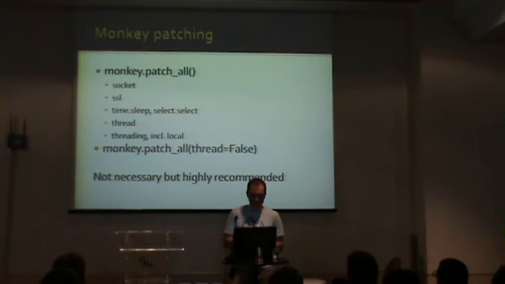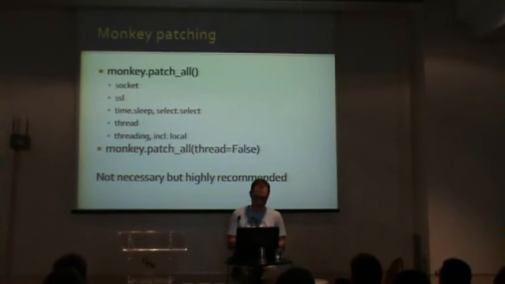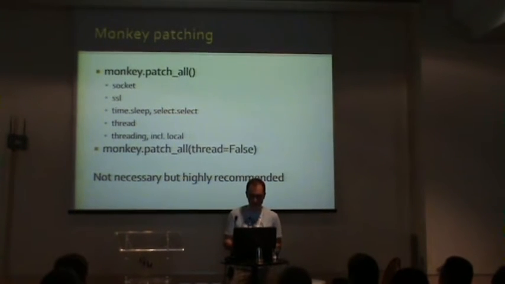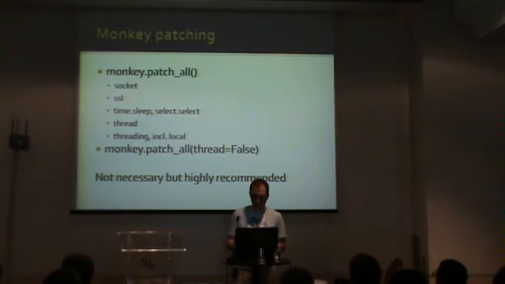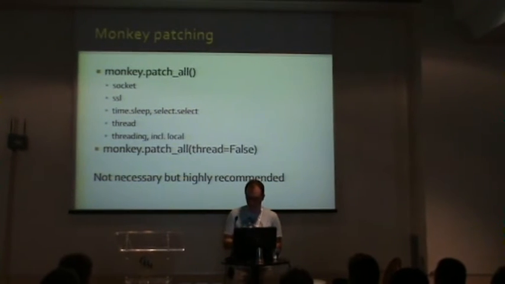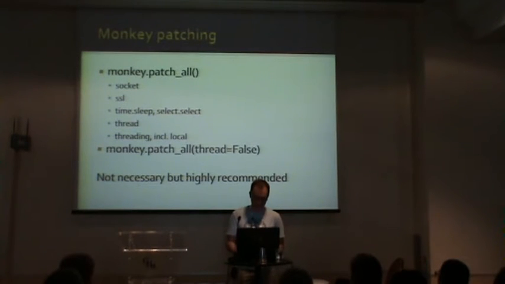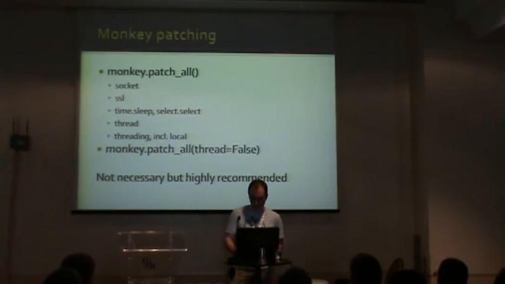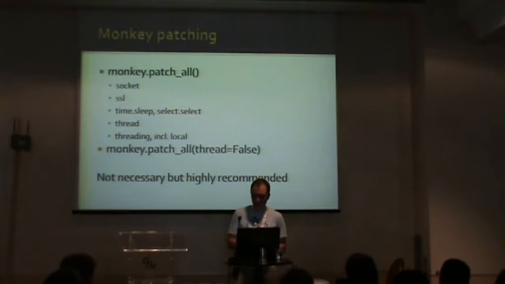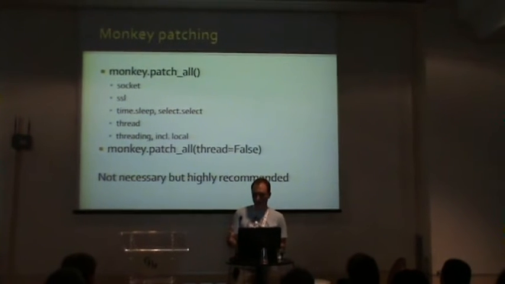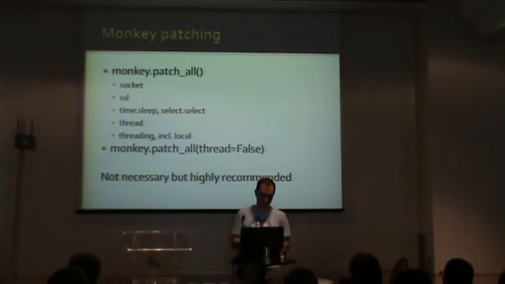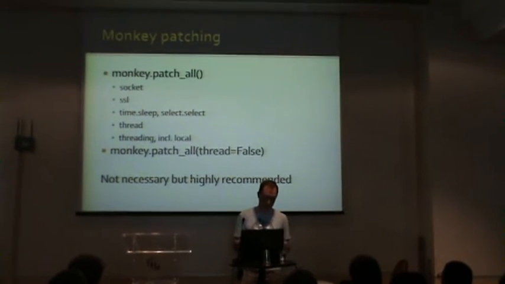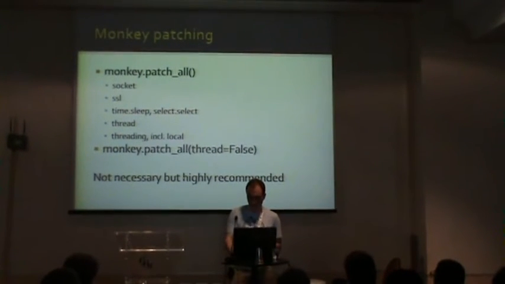So you call monkey patch all. It replaces socket, SSL, sleep, select, all the things that it knows about. It also replaces threading functions to make them greenlet based. So if you have a multi-threaded application, doing monkey patch all is enough to make it greenlet based. People sometimes avoid doing that, but there is really no reason not to have a cooperative socket in your Gevent program, because even if you think you don't use the socket, some library might, and when it does, it will block your complete application.